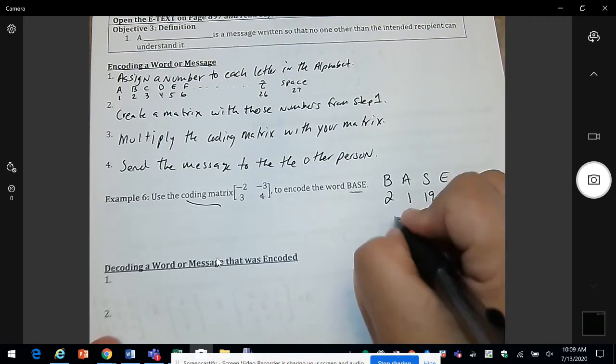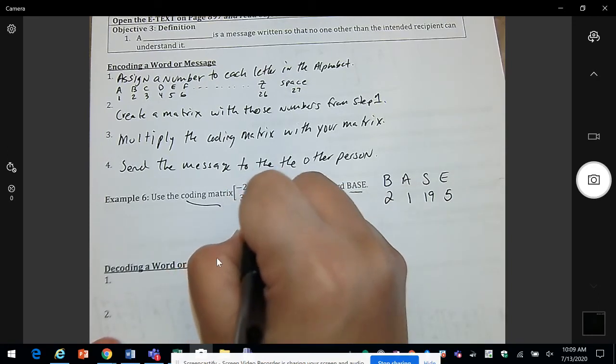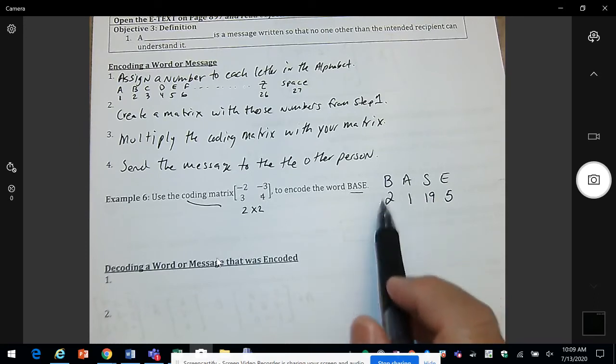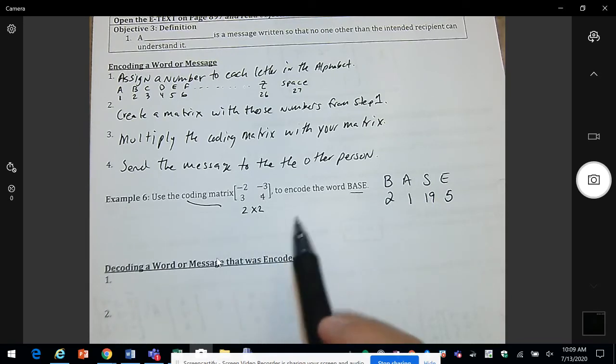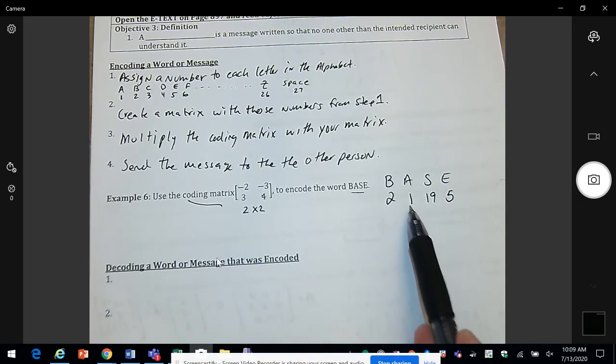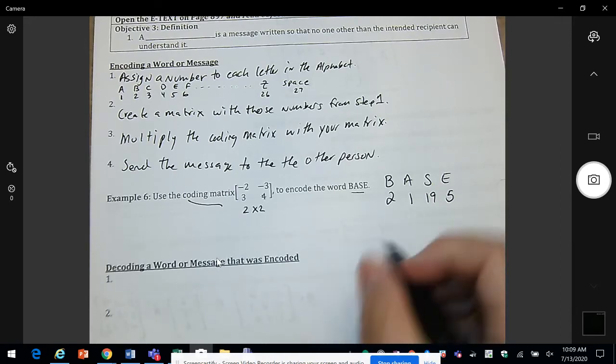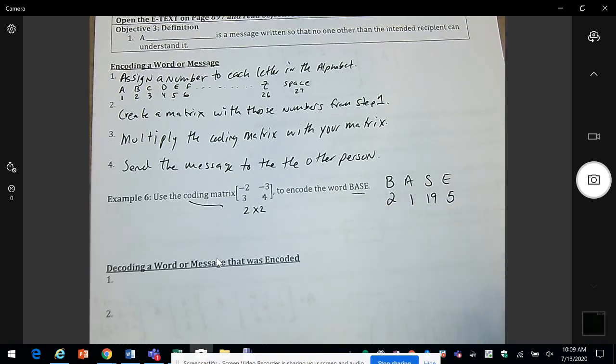Next, we're going to create a matrix. Since the coding matrix is 2x2, we want to make sure that whatever matrix we create from here is also 2 by something else. And you always want to remember how you enter these numbers into your matrix, and the person that's receiving should also know how you entered those numbers. So those are things that would be discussed before you actually encode with your friend.